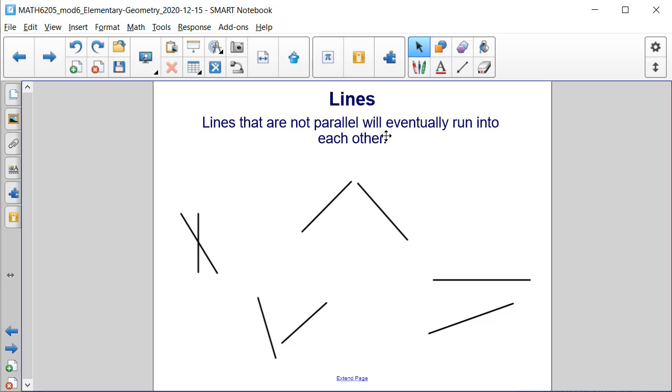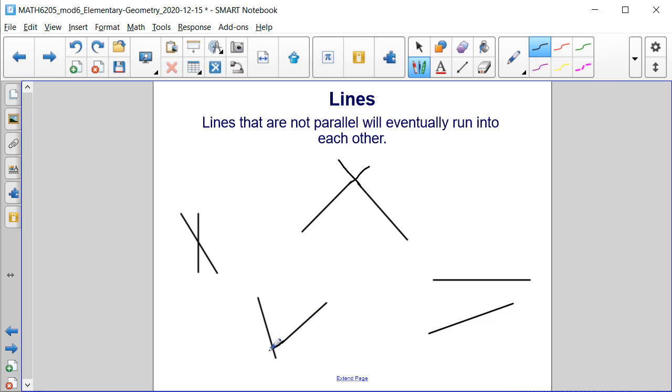Lines that are not parallel will eventually run into one another. We see with the two over here, we can clearly see their intersection. Now, these two, they don't look to be intersecting currently, but if we were to extend them out, we can clearly see that they will eventually intersect.